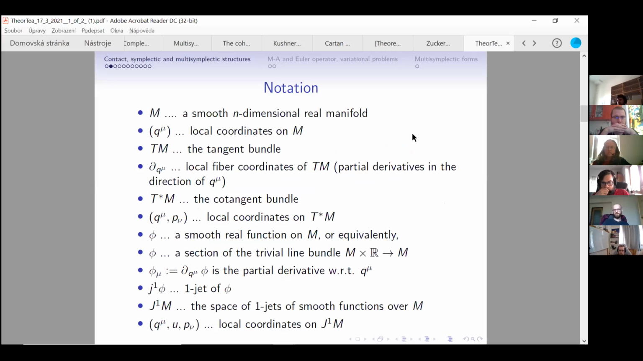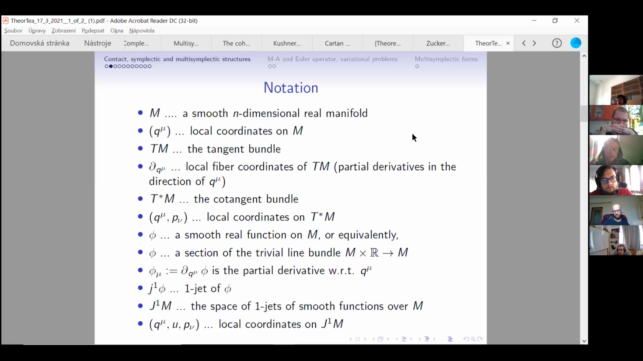So just to fix notation, if there is some question about the notation, I hope there is none. I try to keep it as simple as possible. So just check this out. M smooth manifold, Q mu local coordinates on M, TM the tangent bundle, the corresponding local fiber coordinates of TM given by local coordinates on M, T star the cotangent bundle, Q p local coordinates on T star, phi a smooth real function on M.